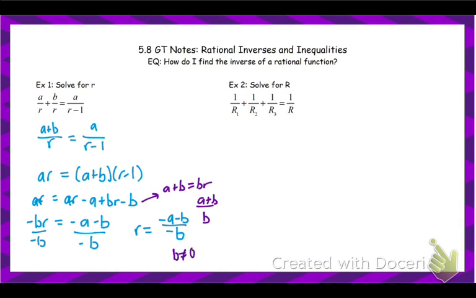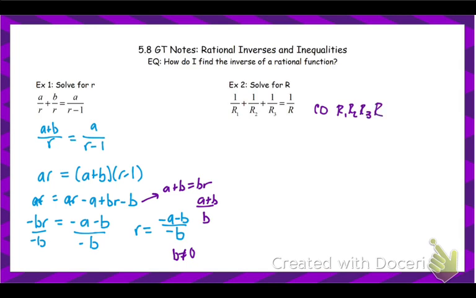All right, let's try another one. All right, we're going to solve for r. So on this one, I'll go ahead and get a common denominator. So that's the other method that we can use. So for that common denominator, r1, r2, r3, and r are all different variables, which means that I'm going to need a common denominator of r1, r2, r3, and r.